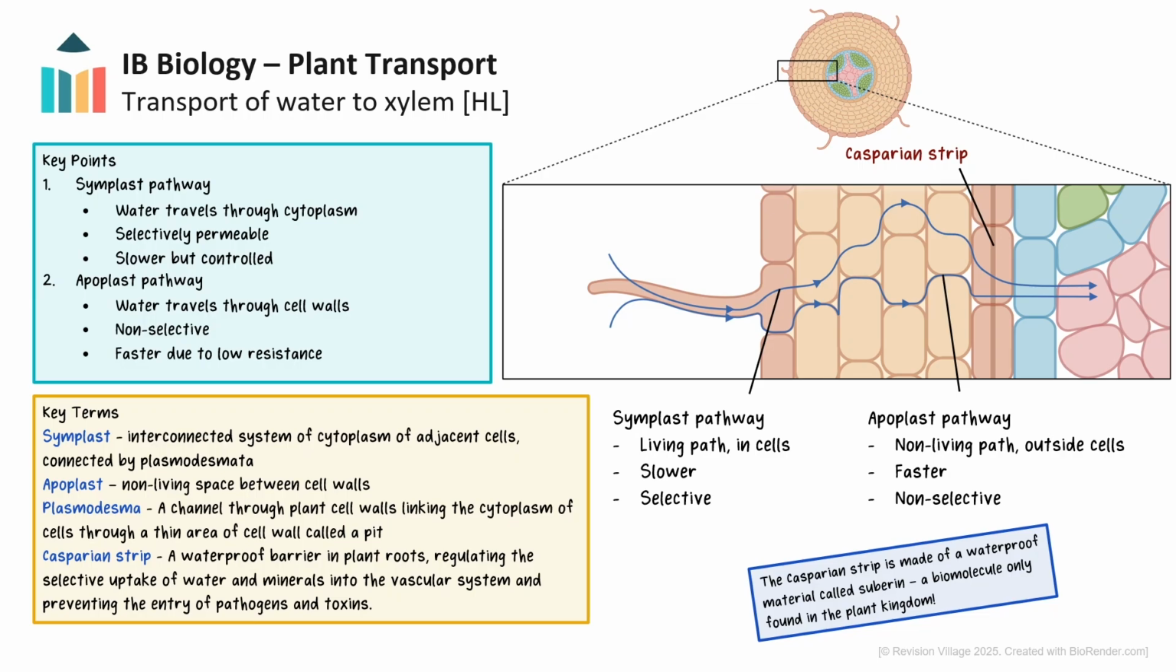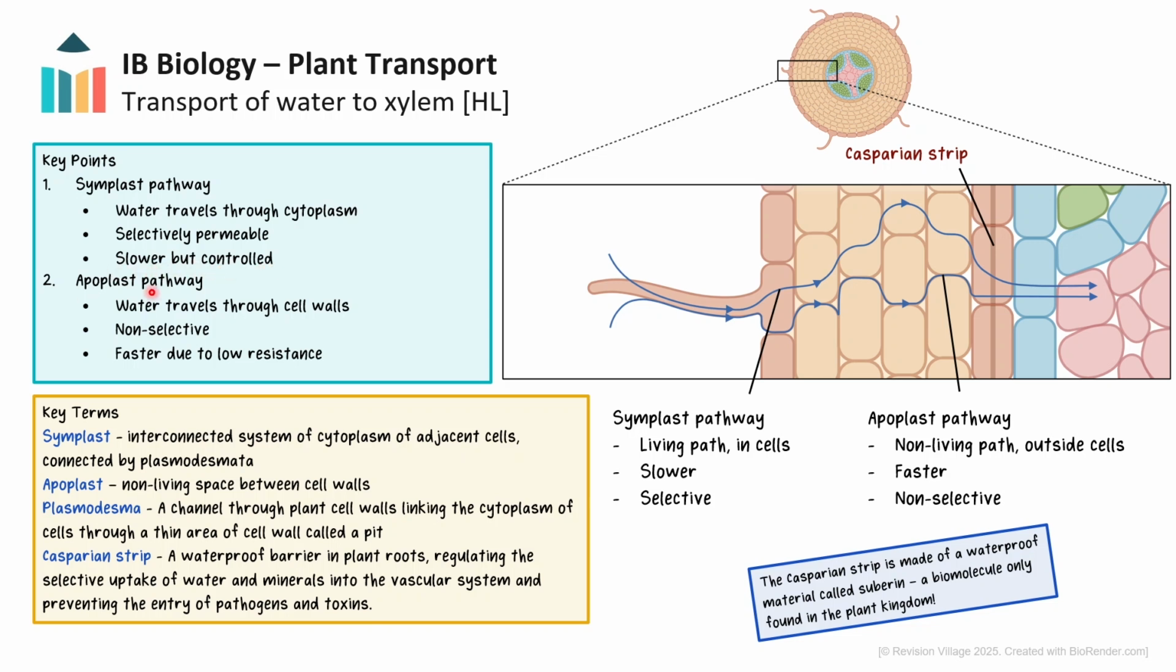Water moves through roots by two pathways, the symplast and the apoplast. In the symplast pathway, water enters the root cells and travels through the cytoplasm, moving from cell to cell via small connecting channels called plasmodesmata. This pathway is selective because water must cross the cell membrane, allowing the plant to control what enters.